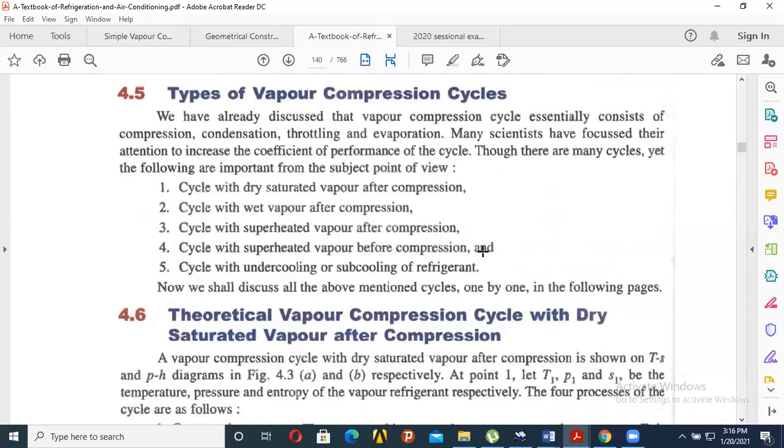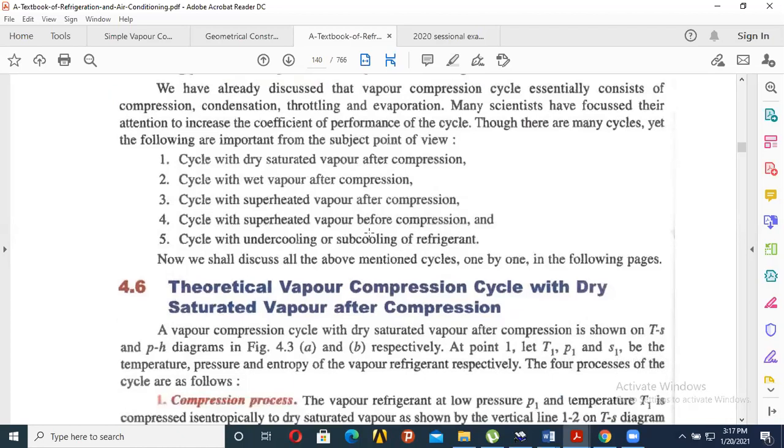Okay, so meaning there is a cycle where after you compress, it ends up on the saturated line. And then a cycle with wet vapor after compression, meaning after you compress, it's still wet vapor, meaning there is no gas coming out, still it's a mixture. So a cycle with superheated vapor after compression, a cycle with superheated vapor before compression, a cycle with undercooling or subcooling of the refrigerants. So we'll look at this next time and next week, so that quickly we may understand these cycles. So this is what we are going to be employing in all the calculations, these cycles.